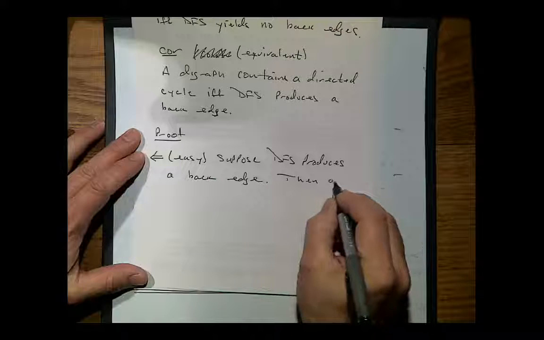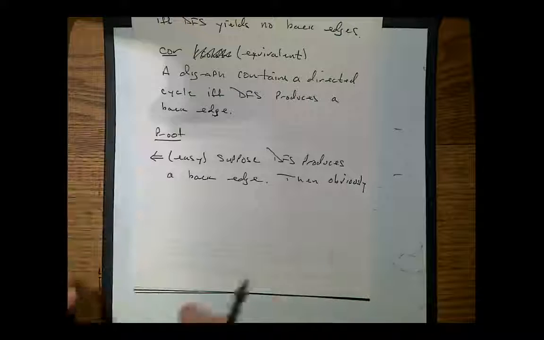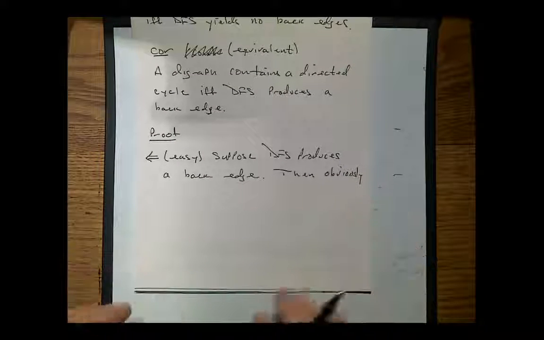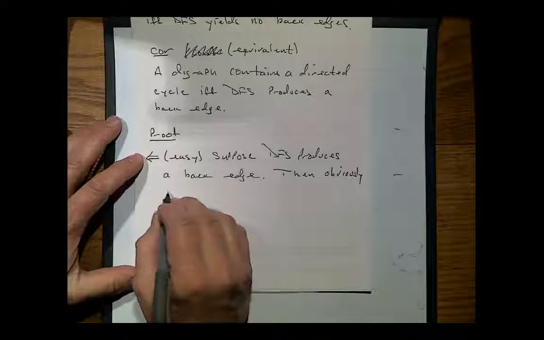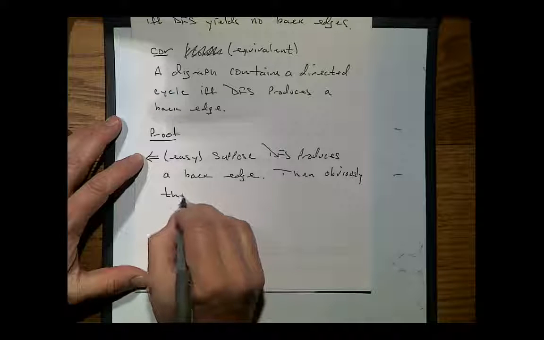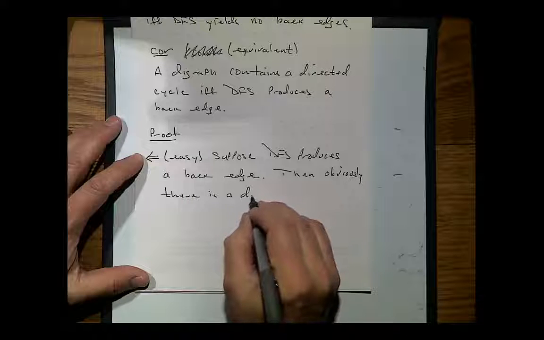Then obviously, that's a dangerous word to use in a proof. It's sort of like, if it's so obvious, it should be easy to prove, okay? Obviously, there is a directed cycle.